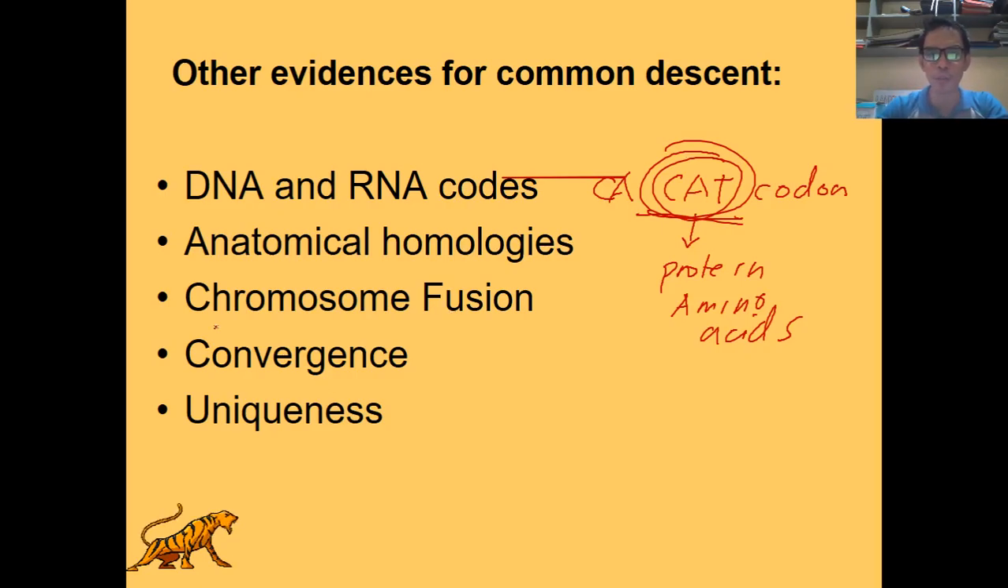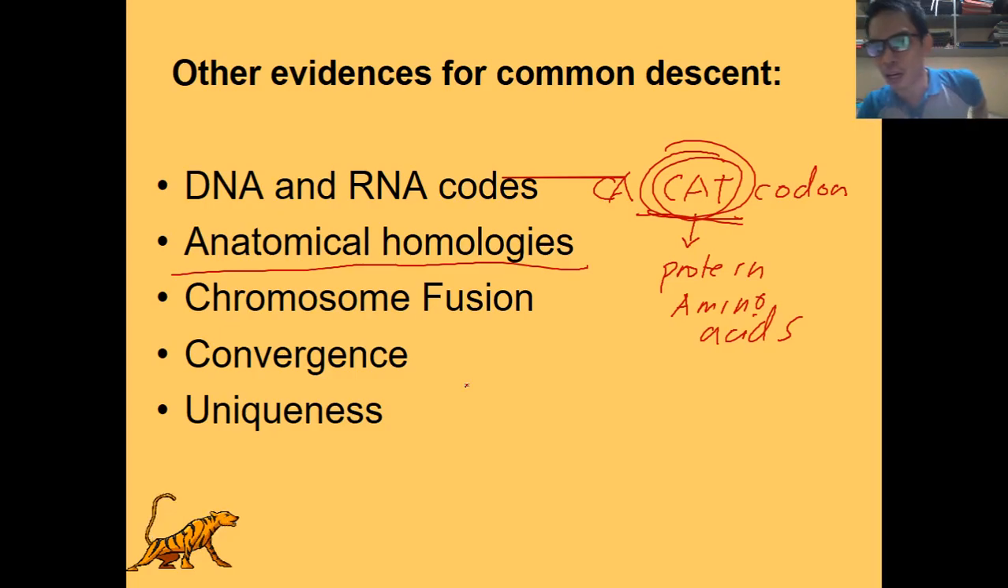Another one is anatomical homologies. For example, our eyes are similar to the eyes of the squid. Okay, so that's one. Our coccyx is similar to the tail of the monkeys, and other animals. So what does it mean? It means that there are some body parts in some organisms that are identically the same and have the same function. Alright, so next one.